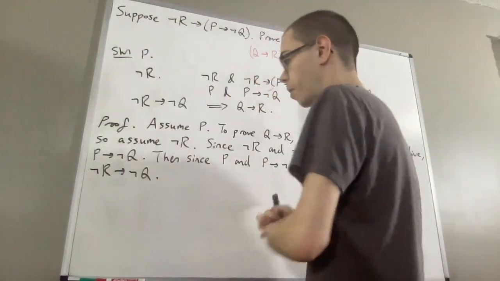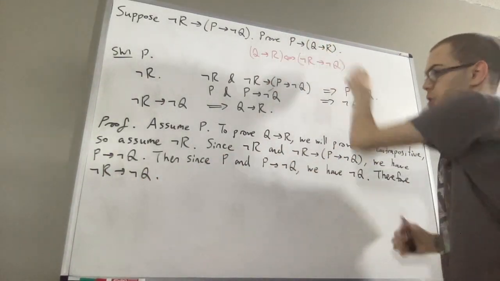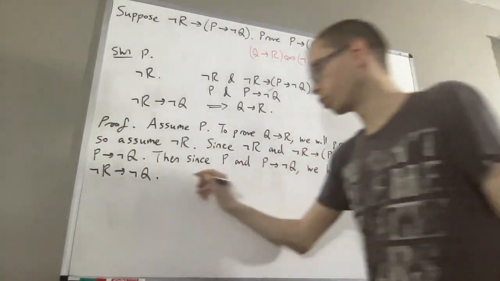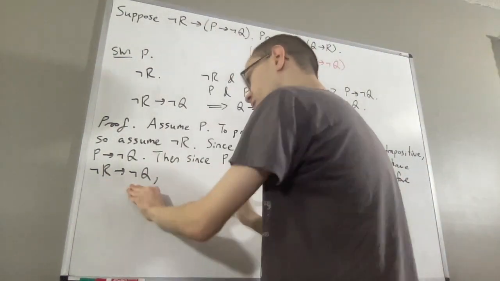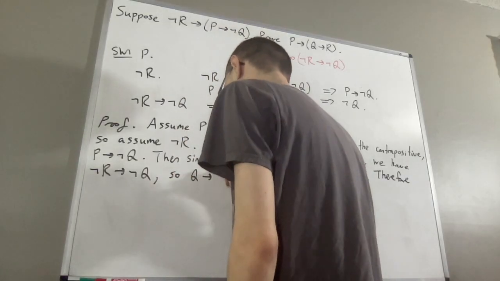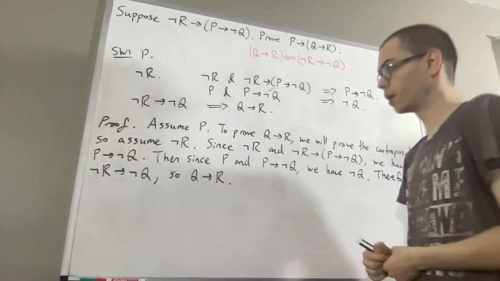But, remember, this statement was logically equivalent to saying if Q is true, then R is true, because we're proving the contrapositive of it. So what we're going to say here is, because we know that this is true, we can say if Q is true, then R is true. So we've demonstrated that this is true.